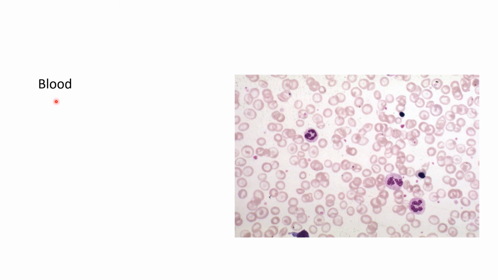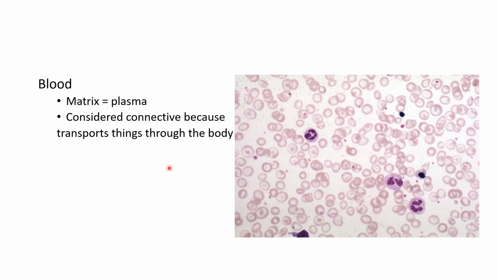Blood is also interestingly considered a connective tissue. The extracellular matrix of blood is considered to be the plasma. So of course we know that blood is several different types of cells that are all suspended in the liquid portion of the blood, which is called plasma, and that is considered the matrix. So we call it a connective tissue because it kind of connects everything in the body. It transports all the nutrients throughout the body. So it's like connecting every piece of your body to the other by the blood flow.